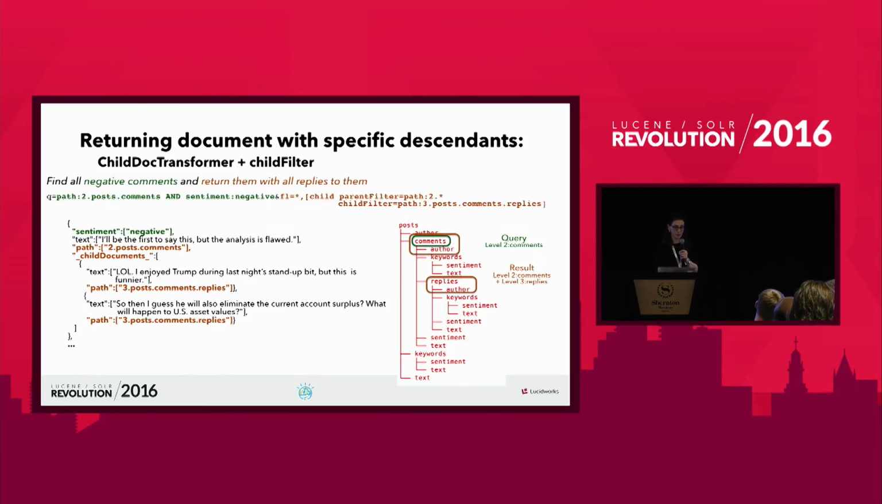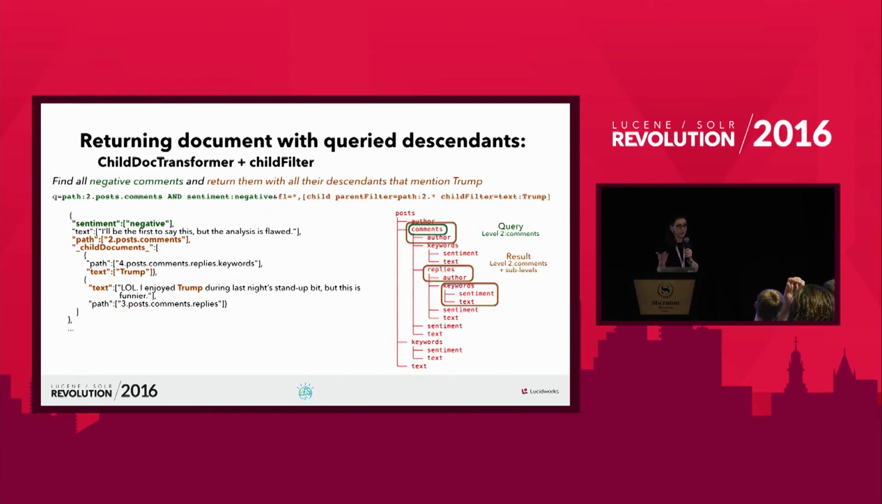Well, now that we know that in this child filter part we can actually query child documents, why not query for something else? For example, what if we want to return all negative comments with all the descendants that mention Trump? Well, here it is, but again, we see that those descendants come from different levels. One is from level 3, another one is from level 4. The natural idea would be to put a Boolean condition and return only replies, but unfortunately it's not possible with child query. Child filter accepts only one condition.